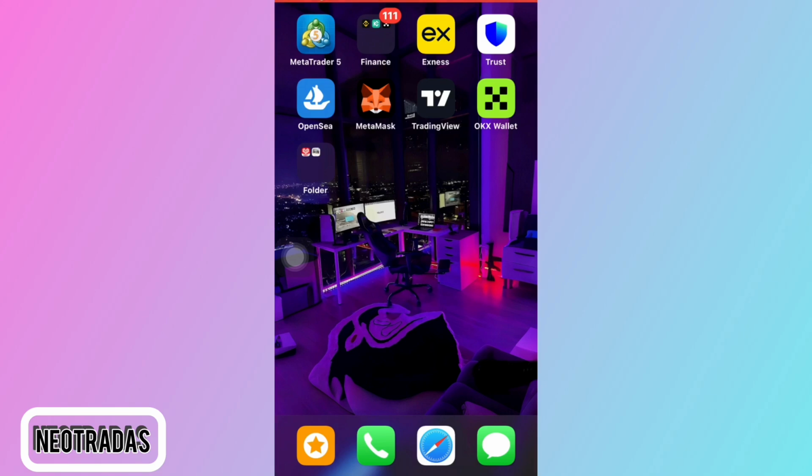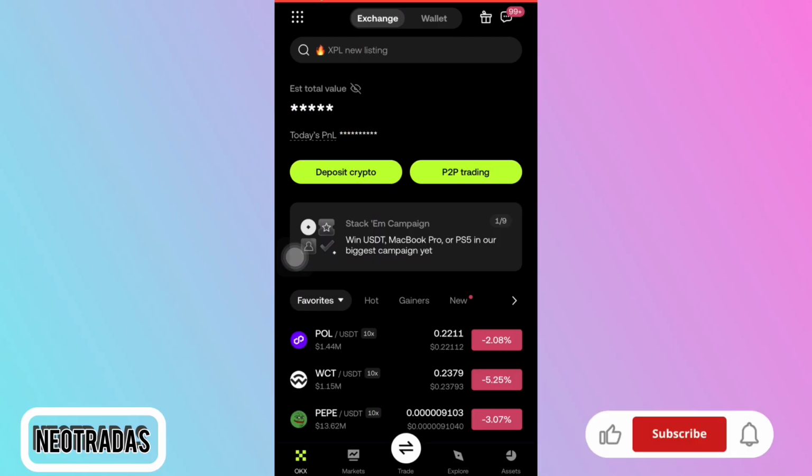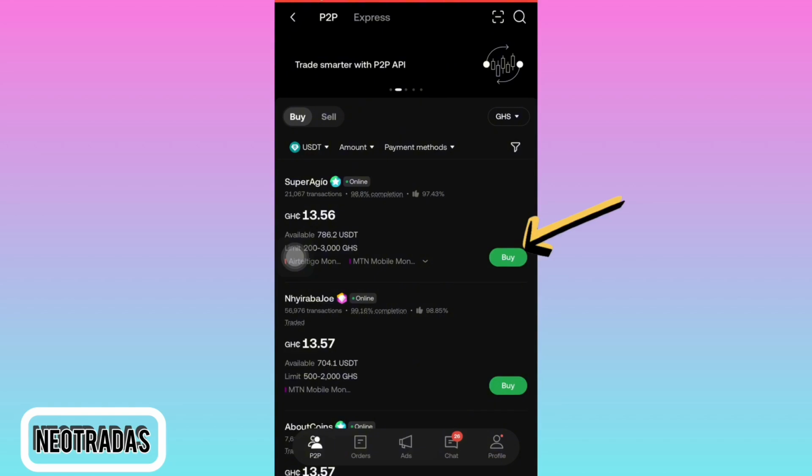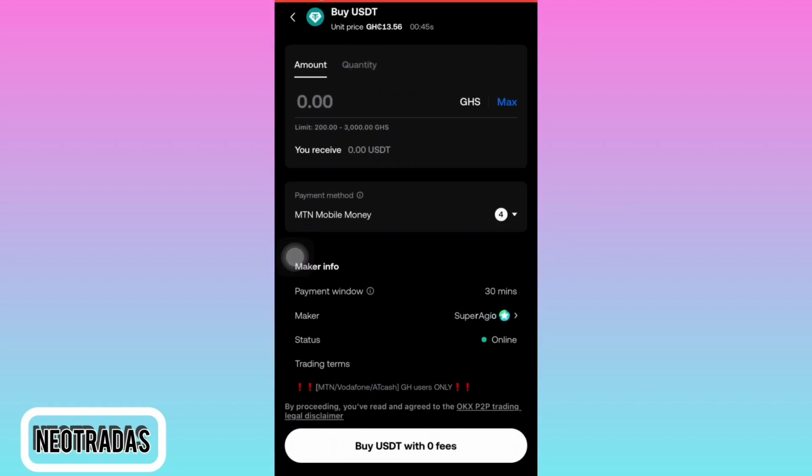Click on that link, and after you're done with your verification and everything on your OKX app, you first of all have to buy USD. You simply have to head to the P2P section. When you're done with it, let's quickly run through that. Simply tap on P2P. After you verify your OKX account, tap on buy if you want to buy on OKX. After I tap on buy, choose the amount you want to buy.